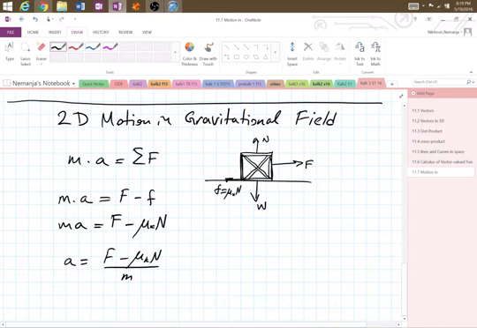What we would like to be concerned with is the situation when we throw objects. And all of the objects that we throw exhibit what kind of motion? Yeah, when you make a projectile, you have a parabolic motion.